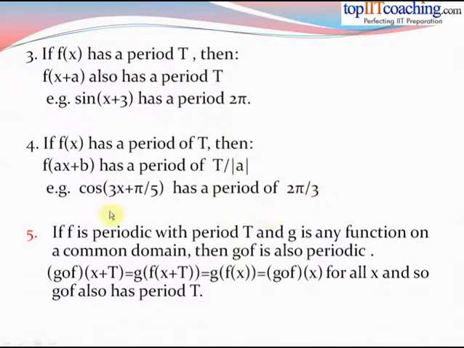The fifth is, if f is a periodic function with period T and g is any function on the common domain, then g o f (x) is also periodic. So if we have any function f and it is periodic with the period T, and we have another function g with the common domain, then g o f (x) is also periodic. Now g of f of x plus T is equal to g of f of x plus T. Now f of x plus T is equal to f(x), so this becomes g of f(x), and that is equal to g of f of x for all x, and so g o f (x) also has a period of T.